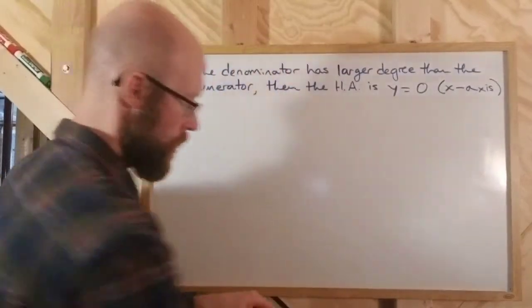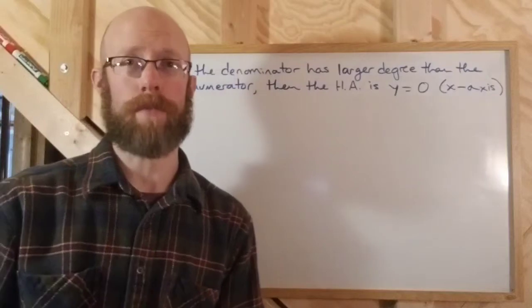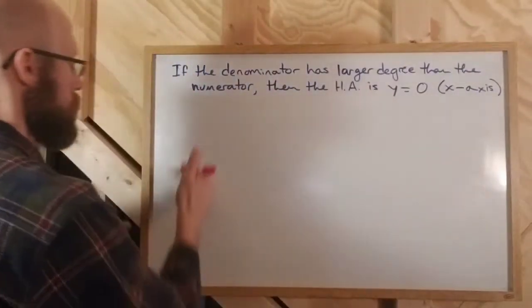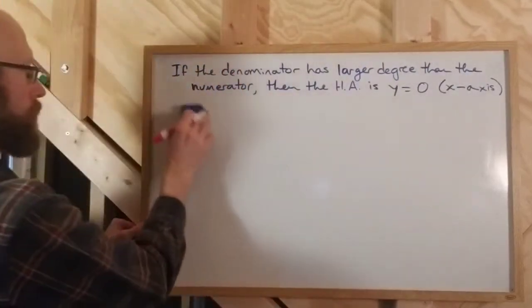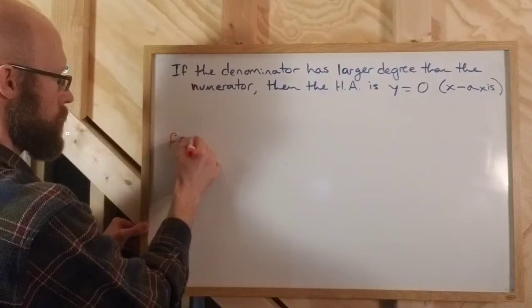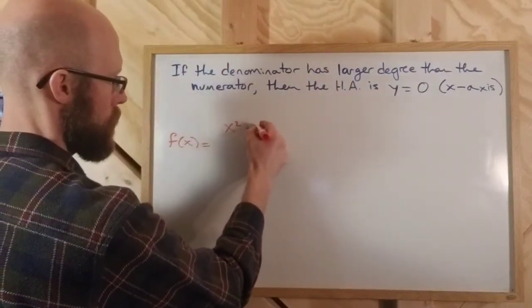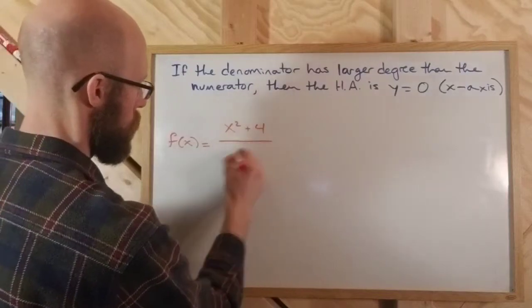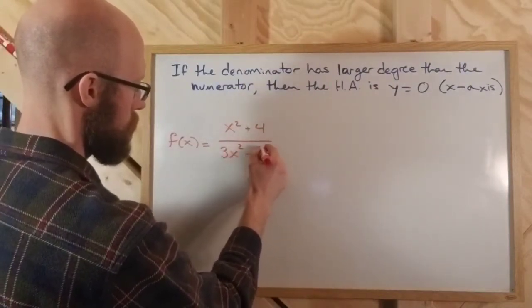This time, let's look at the case where the two have the same degree. Okay, so let's take an example like f of x. Maybe I'll move this down because I want a little bit of room to summarize on top. So let's take f of x equals x squared plus 4 over 3x squared minus 8x.